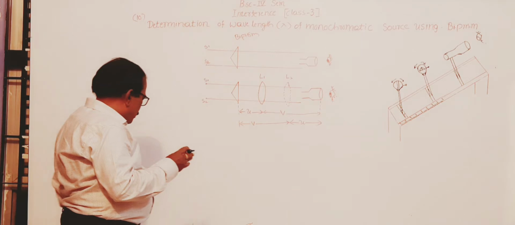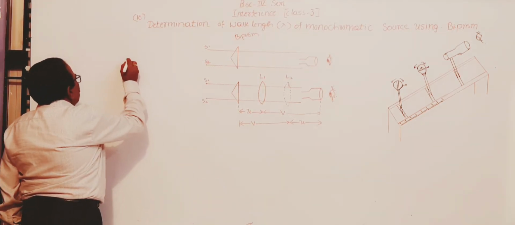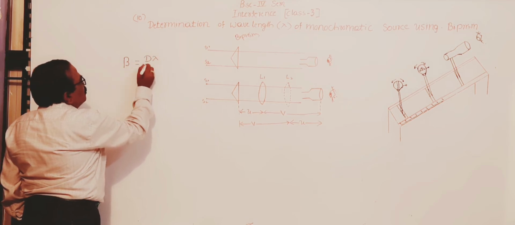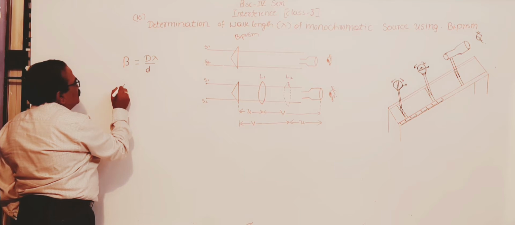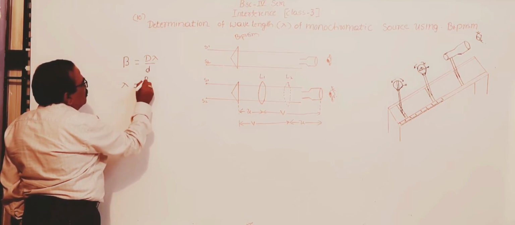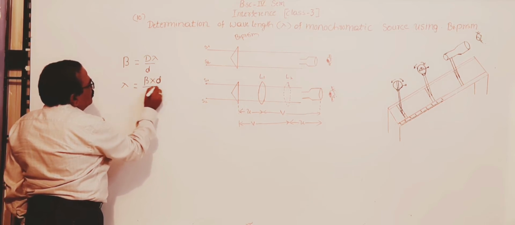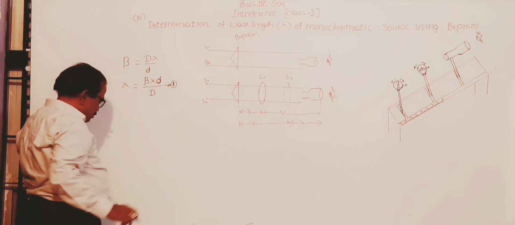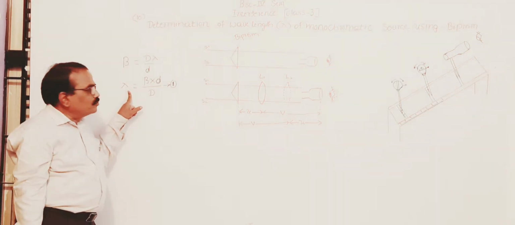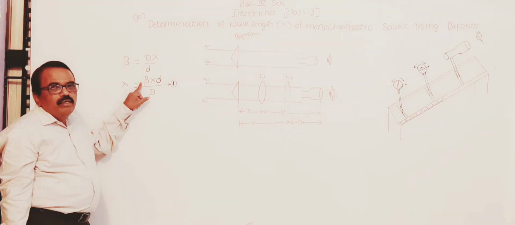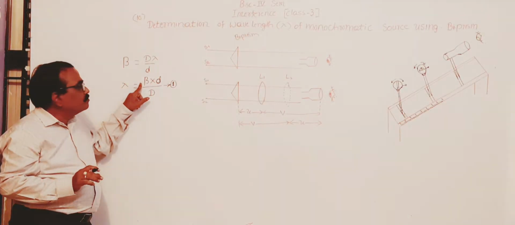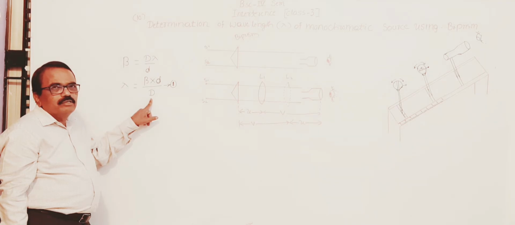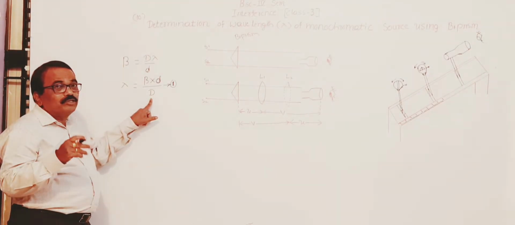You know that in the last class, your fringe width beta is D lambda upon d, or lambda is equal to beta into d, divided by capital D. That means by the experiment, to determine the wavelength of monochromatic source, you should know what is beta. Beta is nothing but fringe width, and small d is distance between coherent sources, and capital D is distance between coherent sources and the screen.